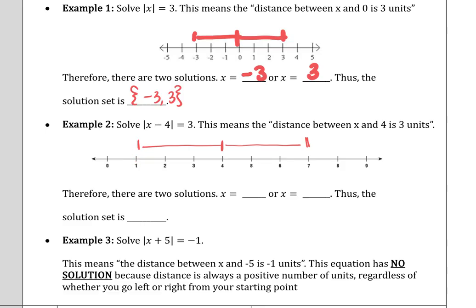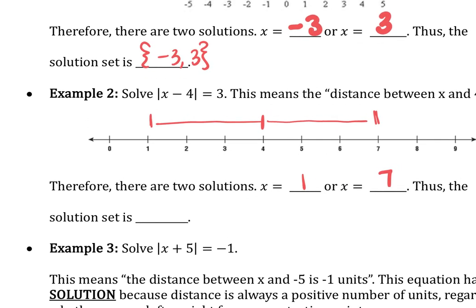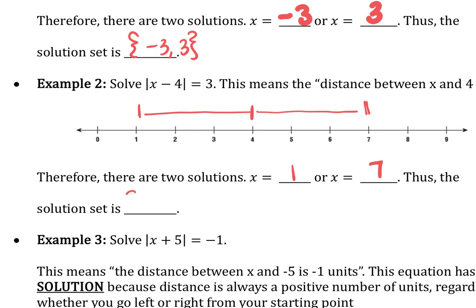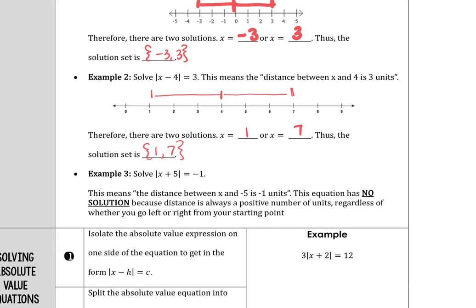So our two solutions for x are going to be x equals 1 or x equals 7. And so because, again, we have two solutions for this equation, we would write our solutions as a solution set in order from least to greatest using those curly brackets.